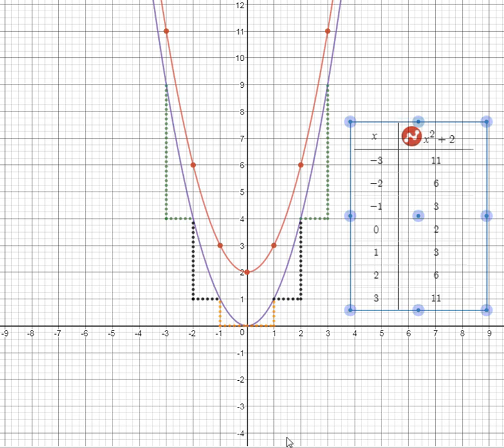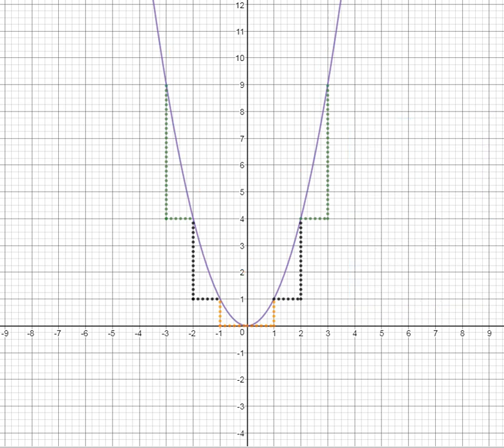You can see that we haven't actually changed the shape of the parabola. We've only shifted the entire thing up 2 units. So the step pattern is in fact the same. Over 1, up 1, over 1, up 3, and then over 1 and up 5. So the step pattern for the graph of y equals x squared plus 2 is 1, 3, 5, and so on.